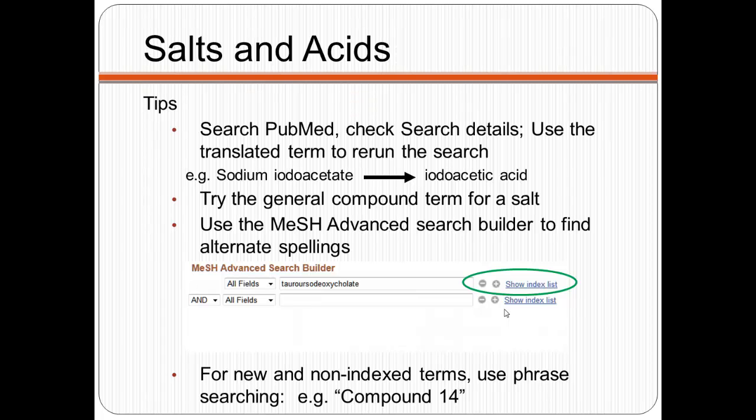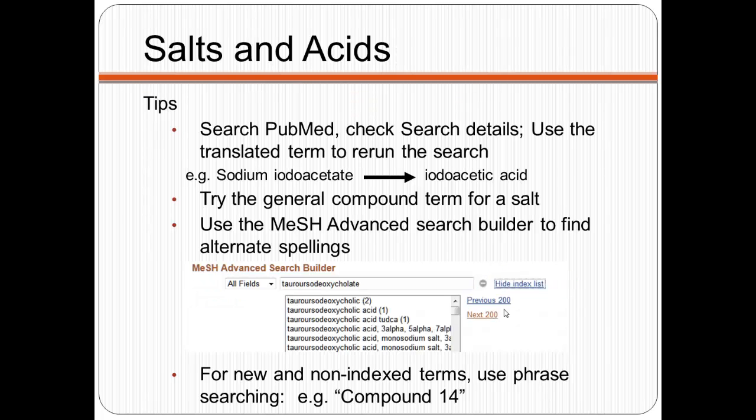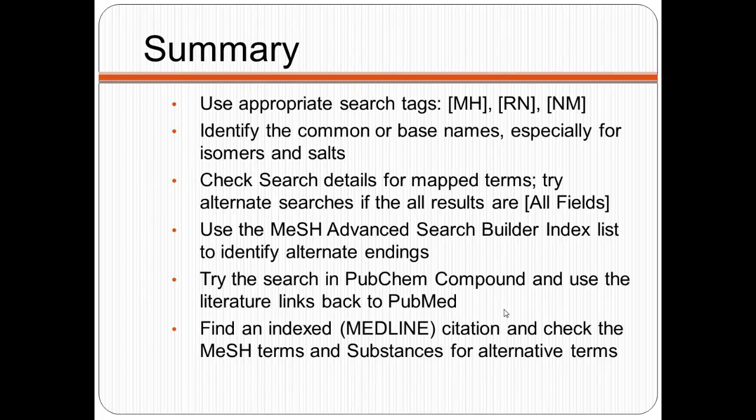A search for tyrosexidochlorate gives no results in MeSH. However, the MeSH Advanced Search Builder, and clicking on the Show Index list, reveals the MeSH term ends in chloric rather than chlorate. If you have to use phrase searching, be sure to check the MeSH terms and substances indexed for MEDLINE citations. In summary, know your MeSH, registry number, and supplementary concept search tags.